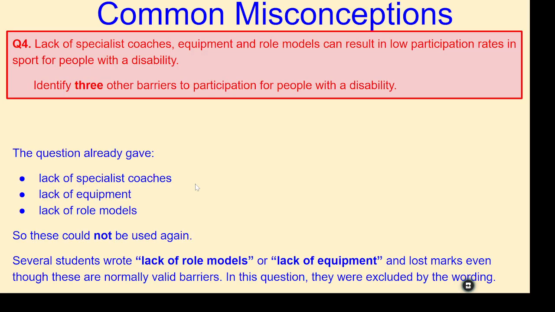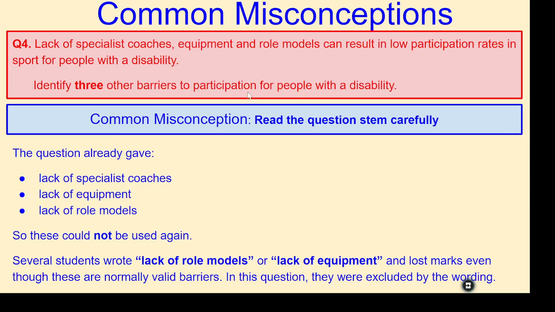Other common misconceptions that we might have had. Now, this one here, question 4, says, a lack of specialist coaches and equipment and role models can result in low participation rates in sport for people with a disability. Reading the question carefully is important. Identify 3 other barriers. So the question has already said specialist coaches, not having the right equipment, not having role models. Too many of you mentioned one of those 3 things or 2 of those 3 things in your answer. You can't do that. The question says you must identify 3 other barriers.